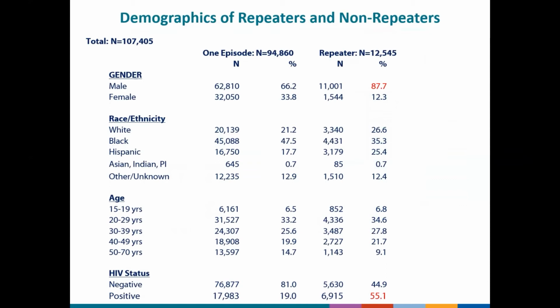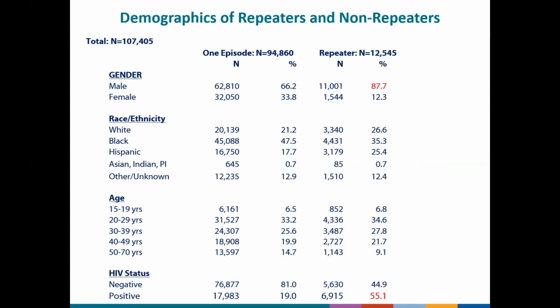As we see from the table, men were the majority of syphilis cases reported. 66% were responsible for single infections, and nearly 88% of the men were repeaters. As far as race, ethnicity, all races were represented, whether it be in a single episode of syphilis or as a repeater. So not a particularly good variable to use to try to find who to target for an intervention.